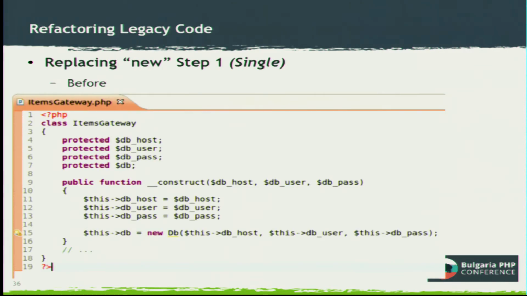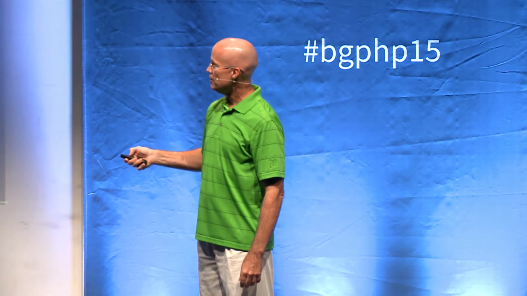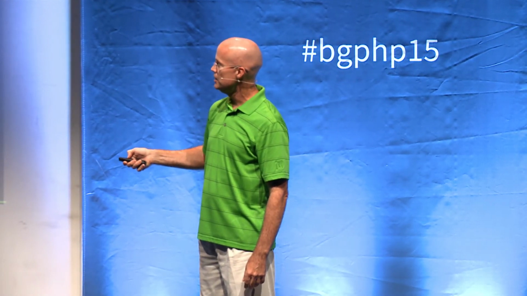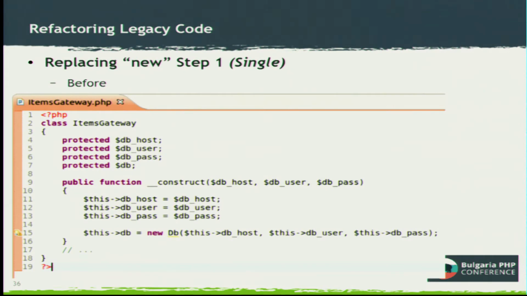We have an items gateway class here. We have protected fields for our database credentials. We have the constructor where we're passing those, and then we're instantiating our database down here, right? So that's our current items gateway. This is the beginning. This is where we're actually instantiating the database call.